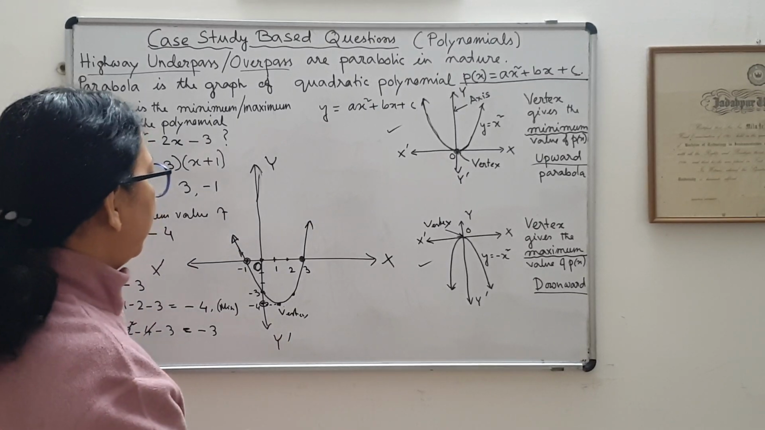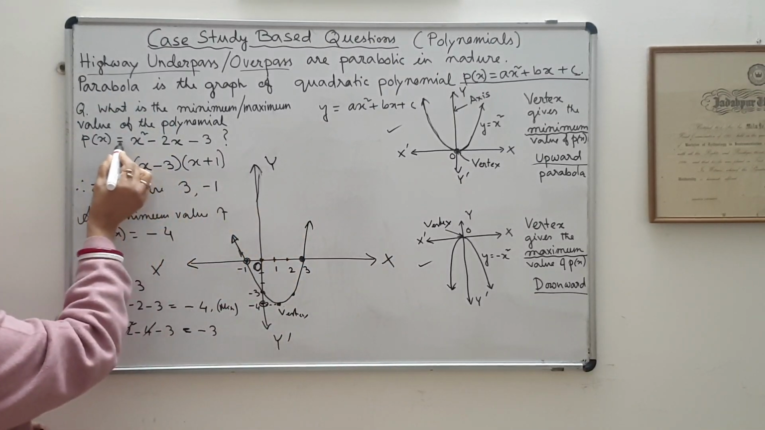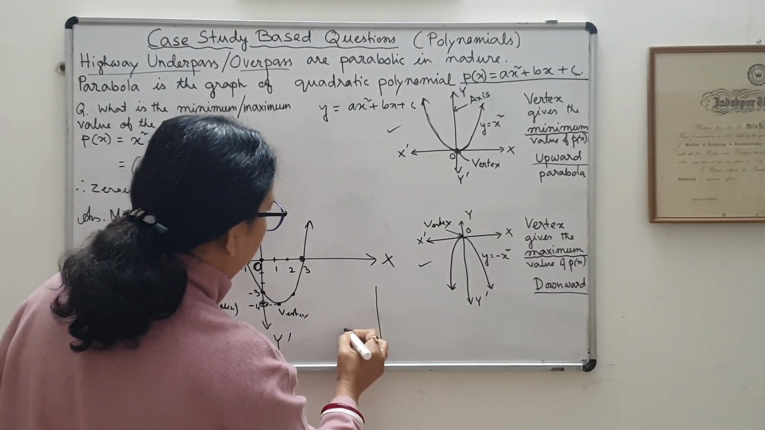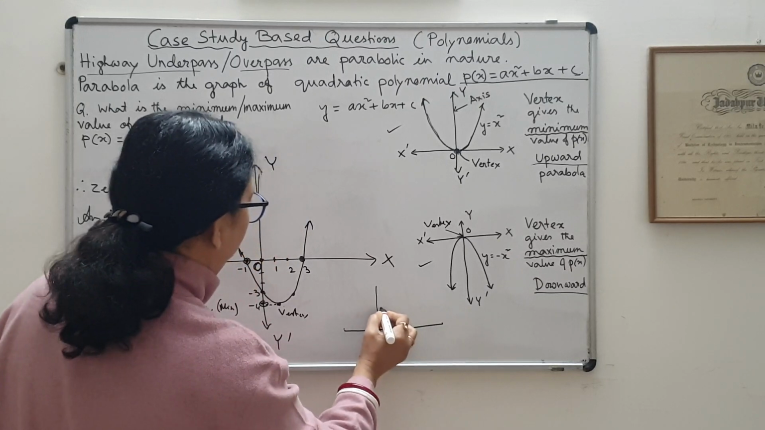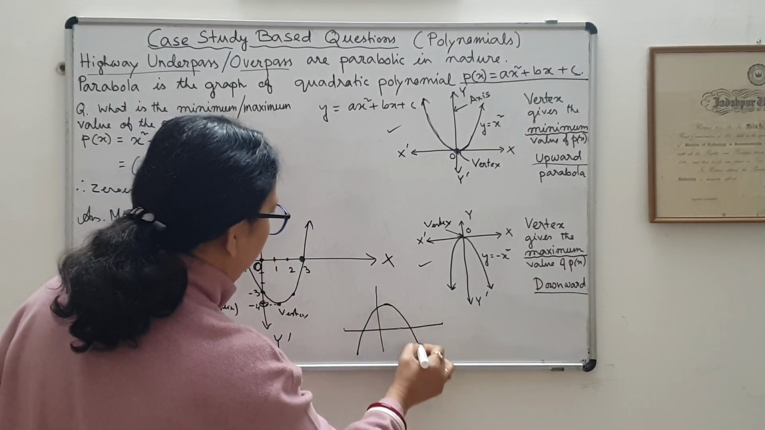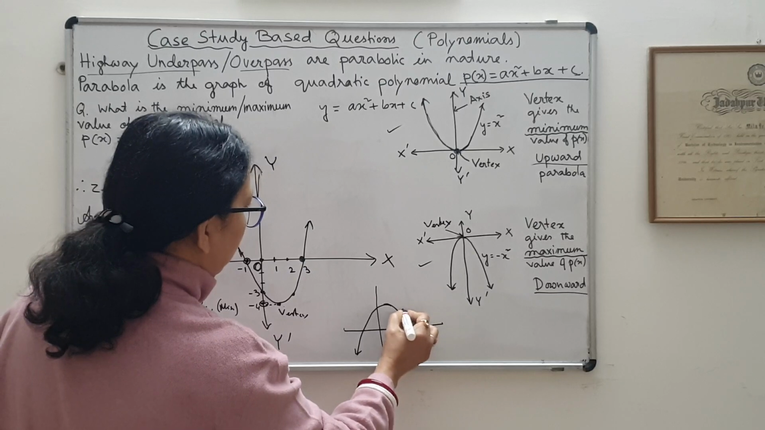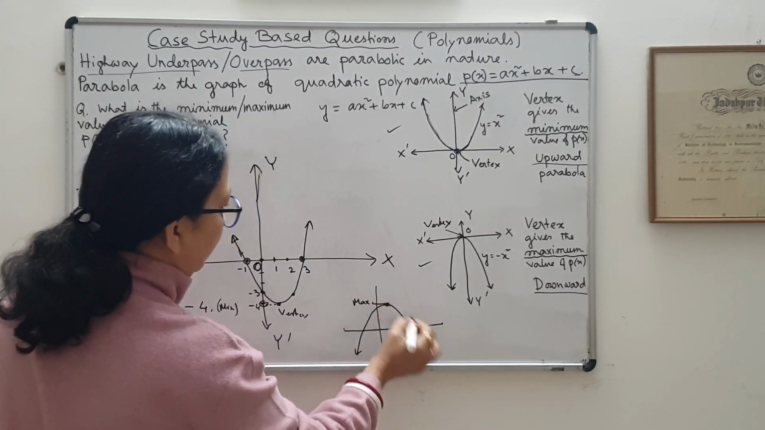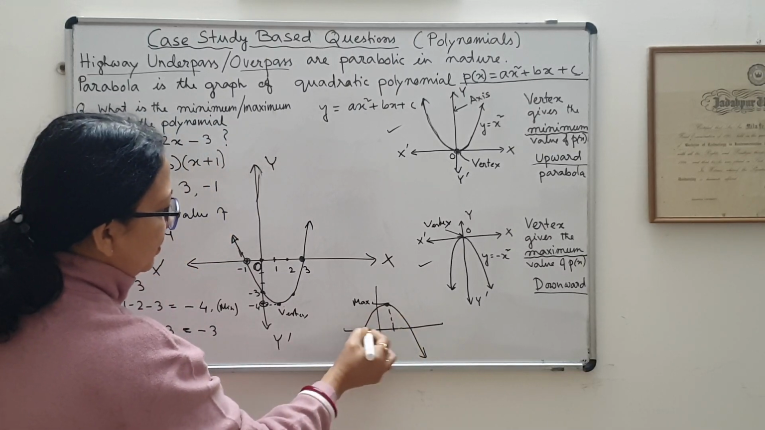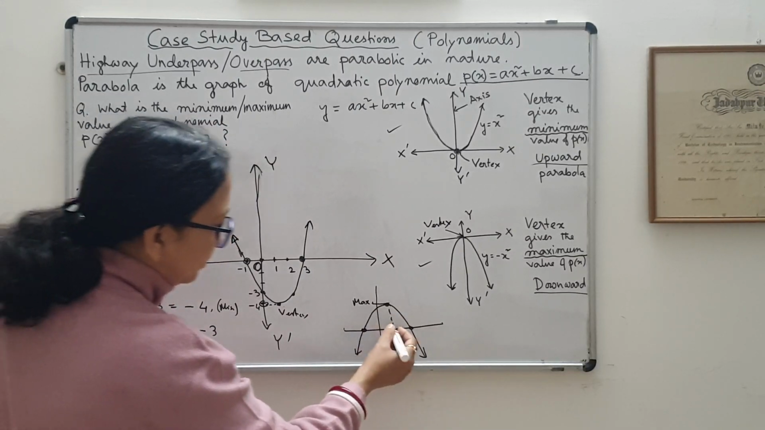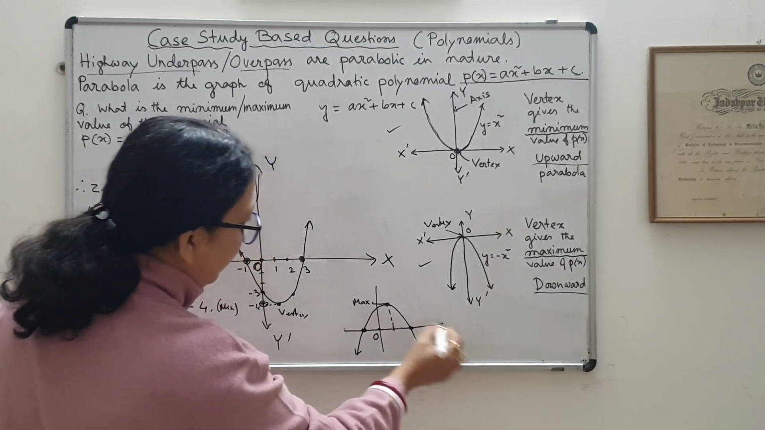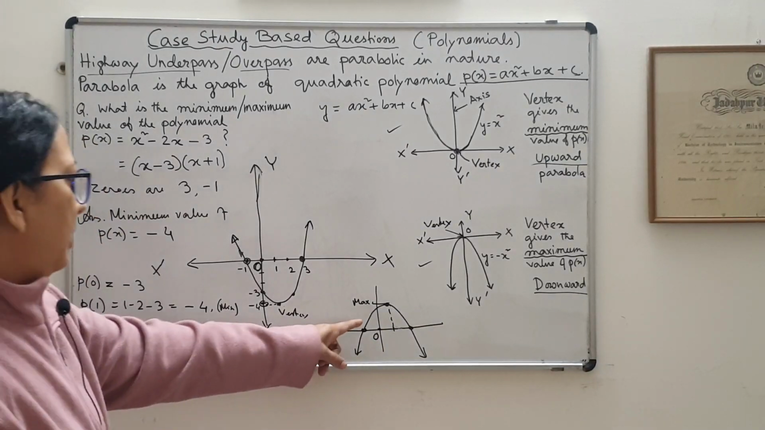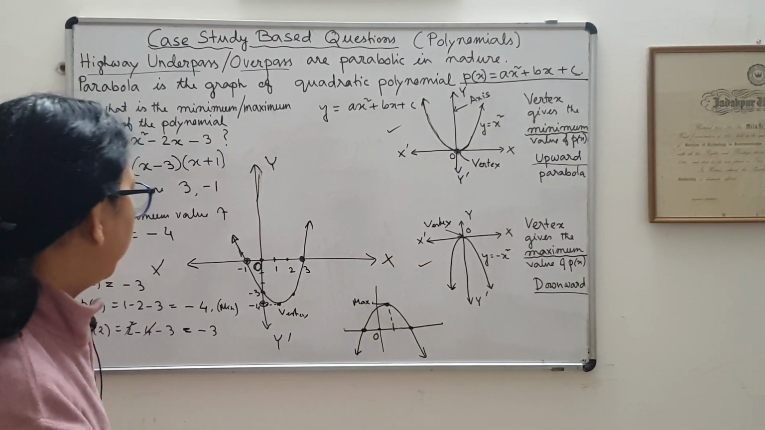And suppose the graph is like this. Suppose if the sign had been minus, then the graph would be like this. Then we will be getting the maximum value. This will be the maximum value if the curve is downward. So this is the zero, this is the zero, and finding the values for different values of x, we can find the values of the polynomial, and in this way we can find the maximum.